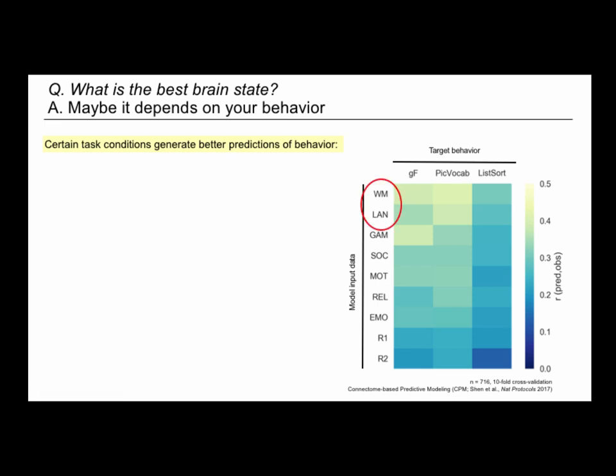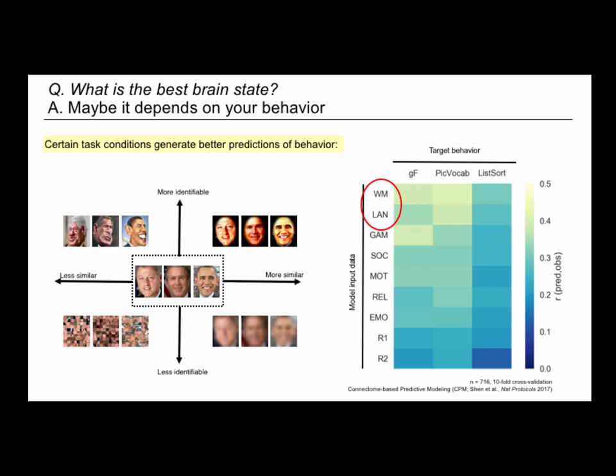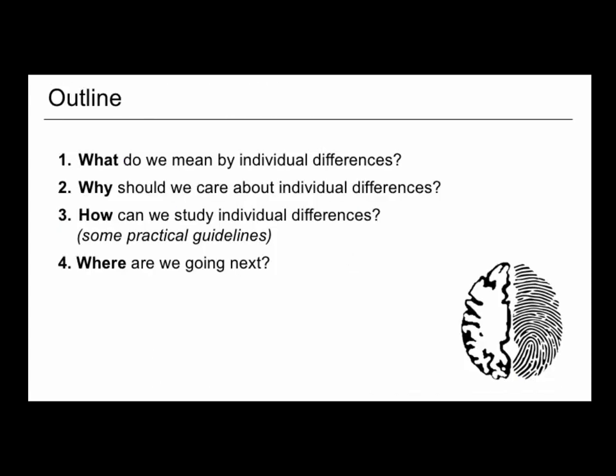And one interesting thing to look at is if we look at our top 2 performing conditions for predicting any of these 3 behaviors that we've looked at here, they were the working memory and the language scan. And so if we bring back our space here in terms of similarity versus identifiability, we see that these are somewhere in the middle. So they're associated with average between subject similarity and average identifiability. And so if we bring back this theoretical space here, they might fall somewhere up here or even somewhere more in the middle. And so this is just the types of things that we're thinking about when we decide what conditions we might want to scan people in order to predict certain behaviors.